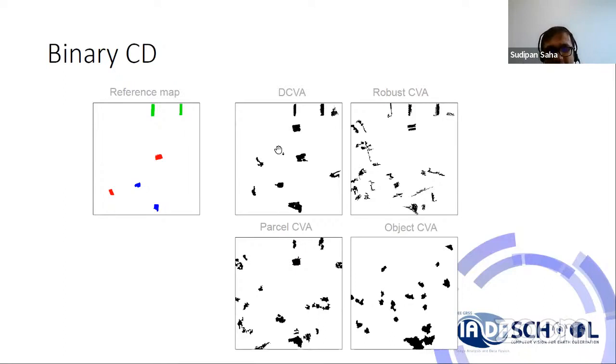What we see is that I didn't put the quantitative scores like sensitivity and specificity here. I don't want to bore you with the numbers. What is more important is that whereas the previous methods could not capture the object shape that well, this one captures the object shape quite well. Why? Because this is using the deep features, right?